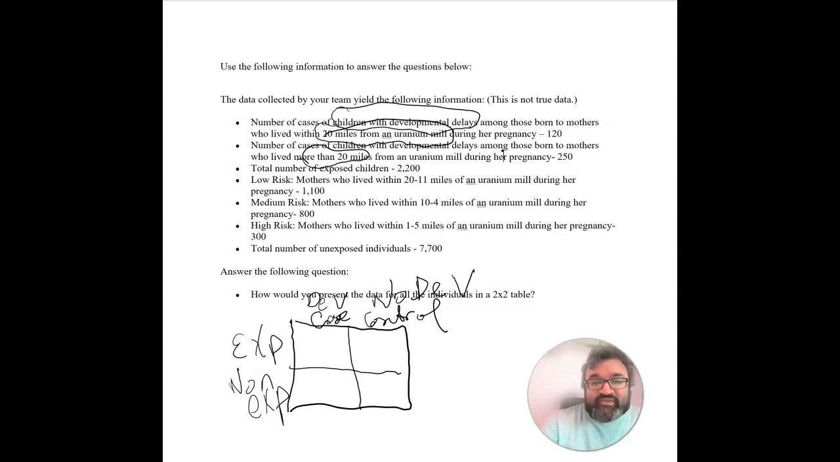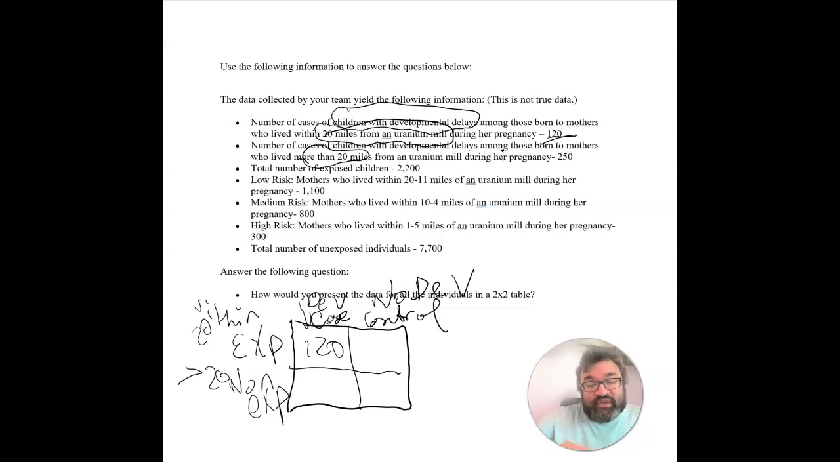So take a look at what these numbers are first. Number of cases of children with developmental delay. So what does that tell us? We have to be looking in this square here: individuals with developmental delays who lived within 20 miles. So exposed is within 20 miles and unexposed is greater than 20 miles. Based on this, you can determine that the number that goes here is 120, and this is this number.